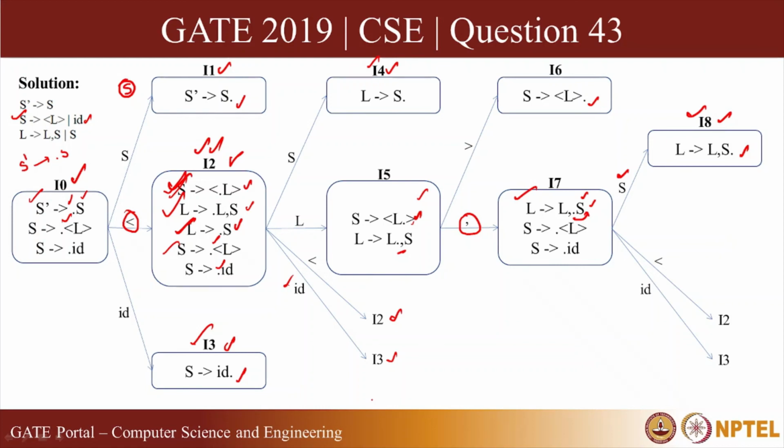Now they have asked how many items will be there in the goto of I0 with respect to less than sign. So I0 with respect to less than sign goes to I2 itself, and how many items are there? We can see there are 1, 2, 3, 4, 5 items. So our final answer will be 5, that there are 5 items in the specific I2 that they are looking for. I hope that this concept is clear at this stage.